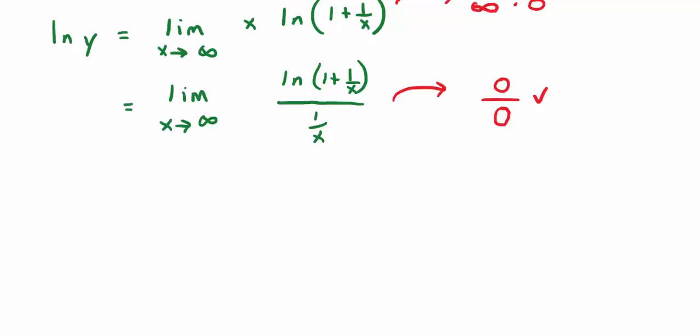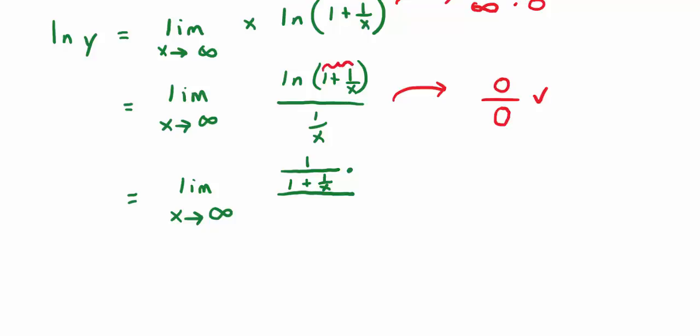Okay, so what does L'Hopital's rule say? It says that this limit will be the same as the limit, as x goes to infinity, of the derivative, respectively, of the numerator and denominator of that fraction we just created. Well, what's the derivative of the numerator, natural log of 1 plus 1 over x? How about 1 over 1 plus 1 over x times the derivative of what's inside by the chain rule?